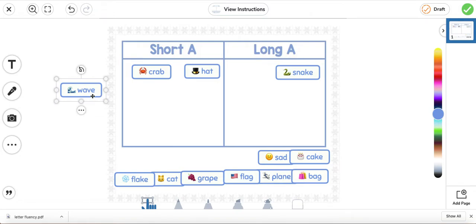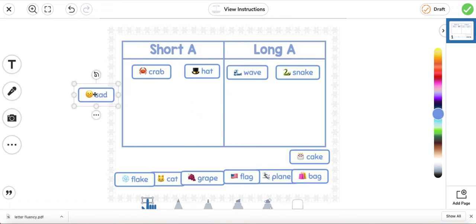Wave. Remember, boys and girls, when we have a vowel consonant E, the E is silent and the E tells the A, tells the vowel to say its name. So that's why we don't hear the E sound. Wave. It's a long A. Let's look at the next word. Can you sound it out for me?